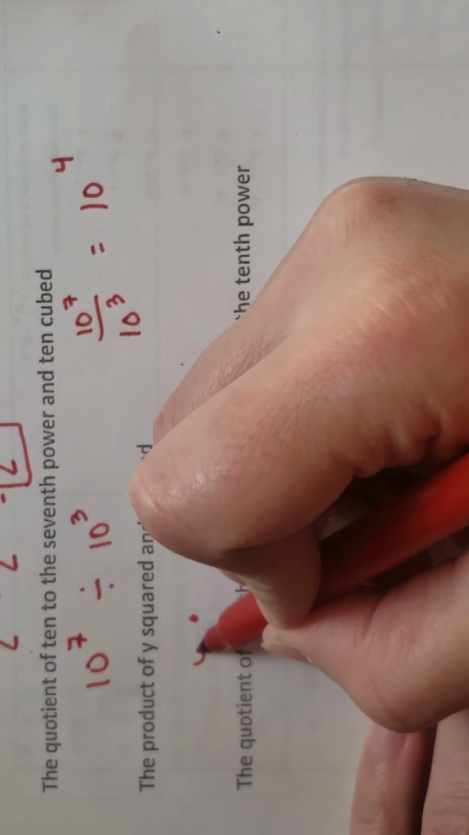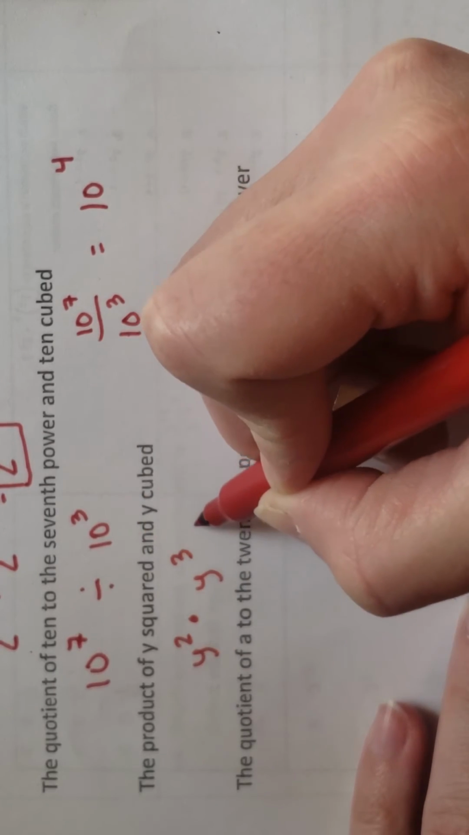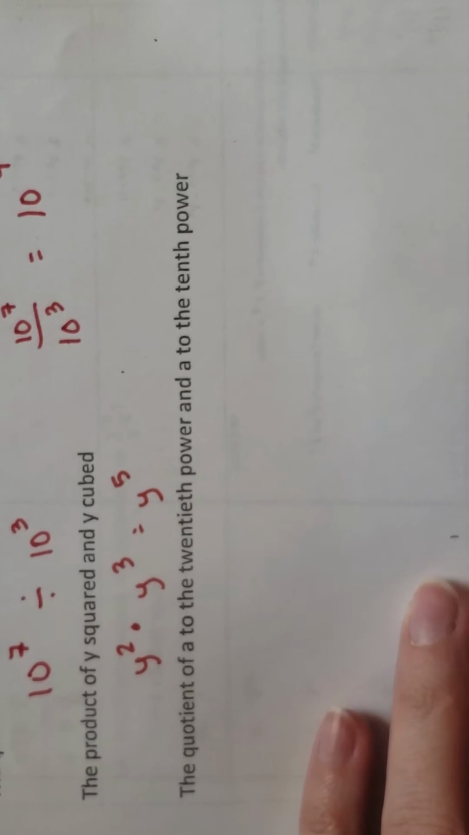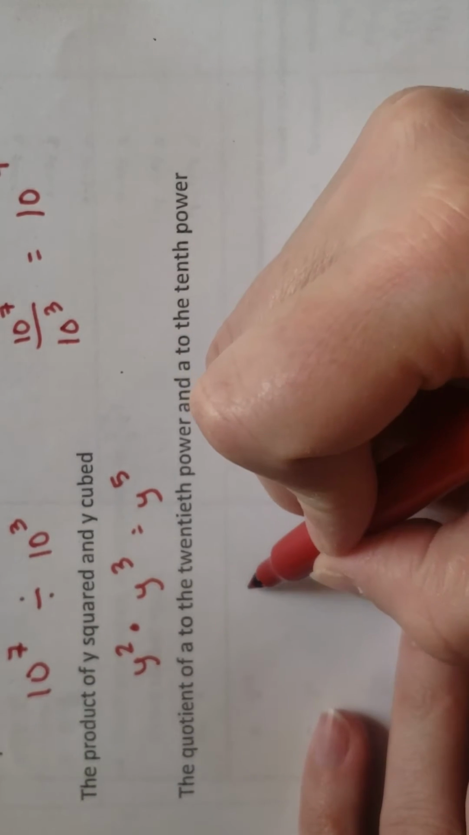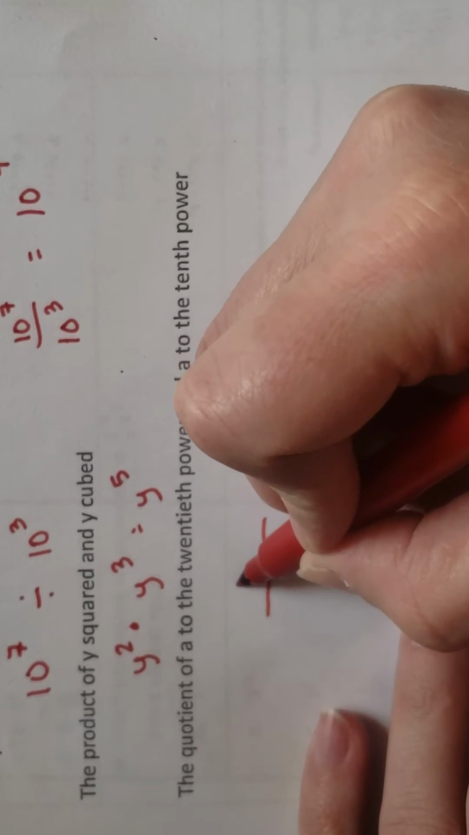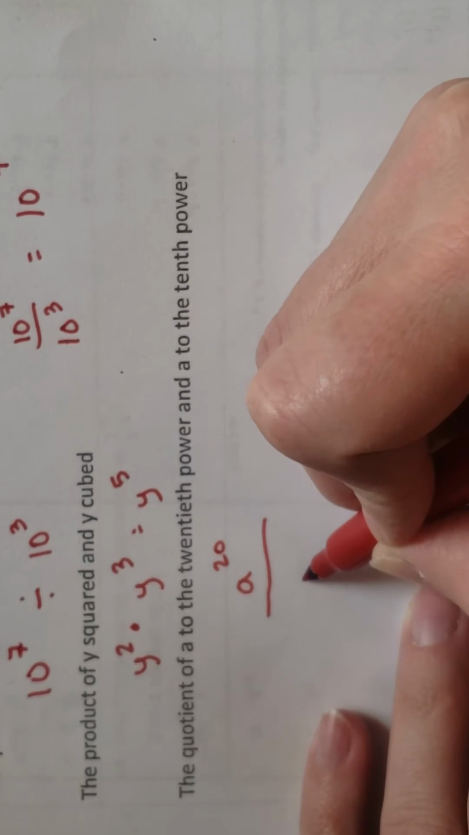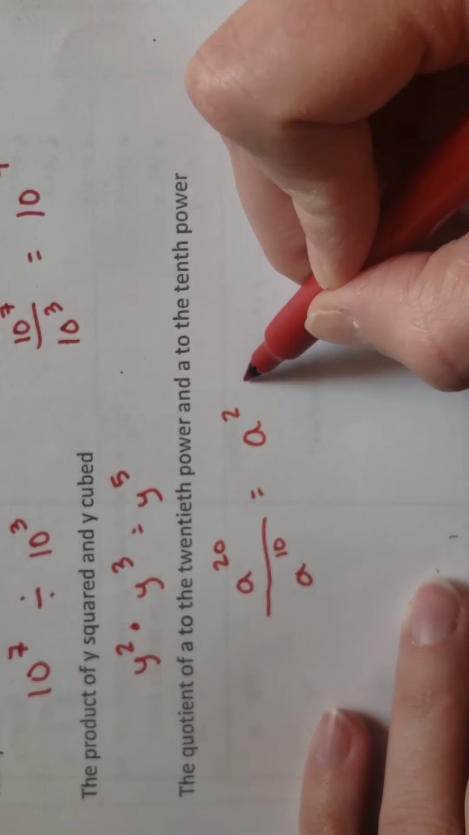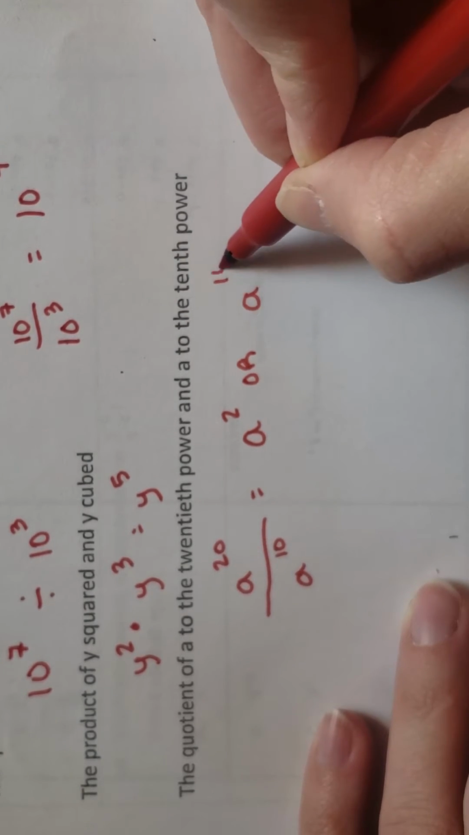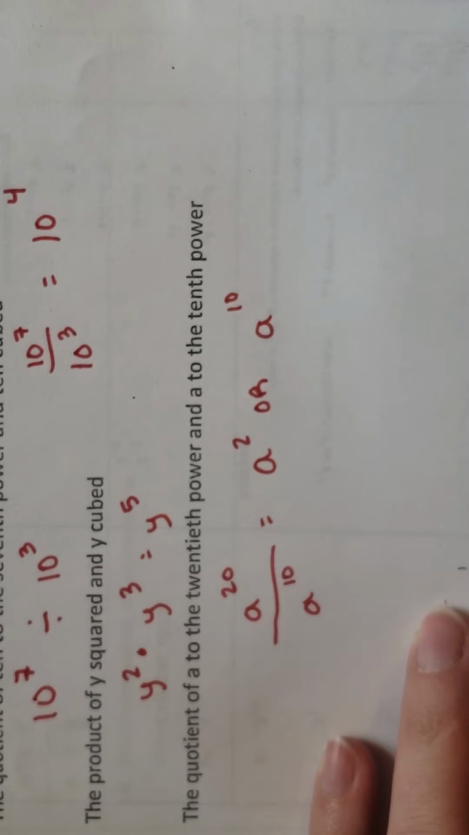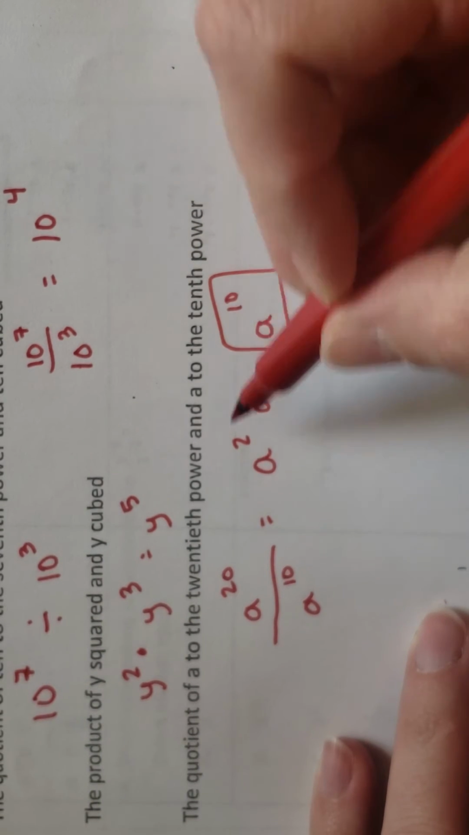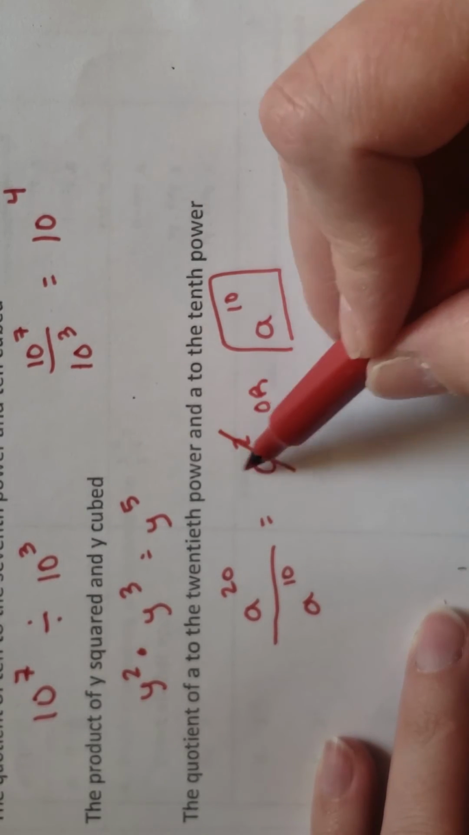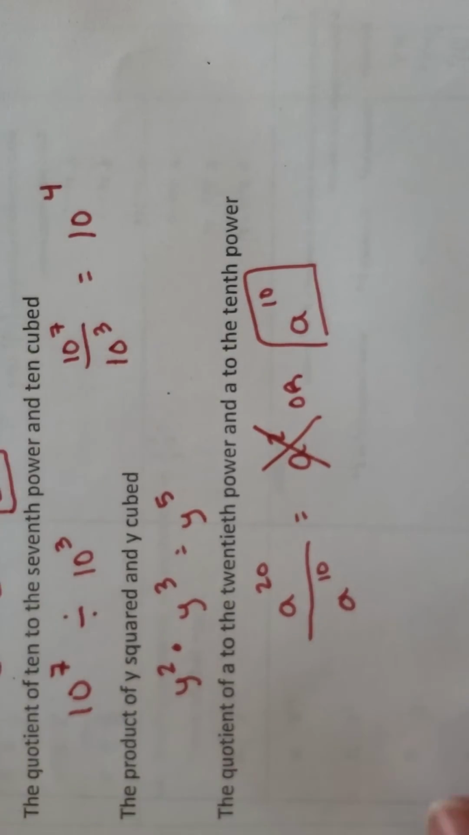Product is multiplication, y squared and y cubed. 2 and 3 make 5. And quotient. We're going to divide a to the 20th by a to the 10th. Now, would this be a squared, or would it be a to the 10th? It would be a to the 10th. I understand that 20 divided by 10 is 2, but remember you subtract your exponents with division.